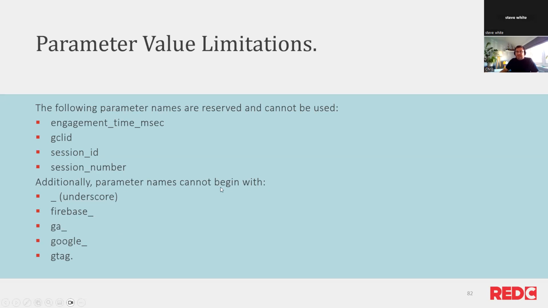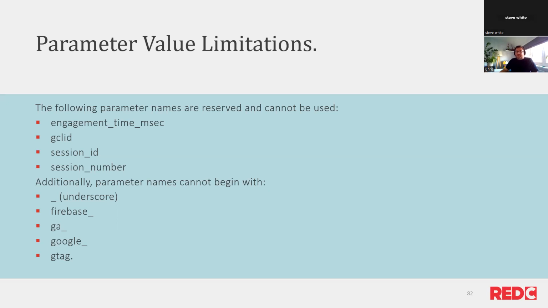Additionally, parameter names cannot begin with an underscore. You can't use Firebase, GA, Google, or GTag either. Those should all be pretty self-explanatory. The underscore is just for making it easy to manage, but Firebase is the platform that GA4 was built on. Google purchased it, rebranded it. It's effectively Google, but in its previous iteration, much as Urchin was the original version of Google Analytics itself.